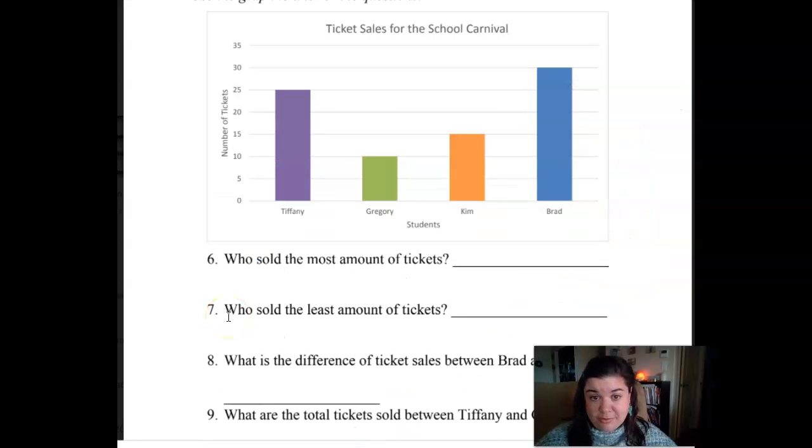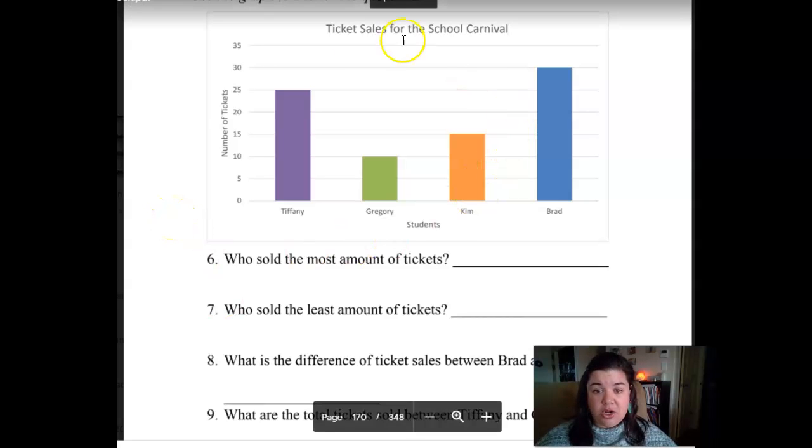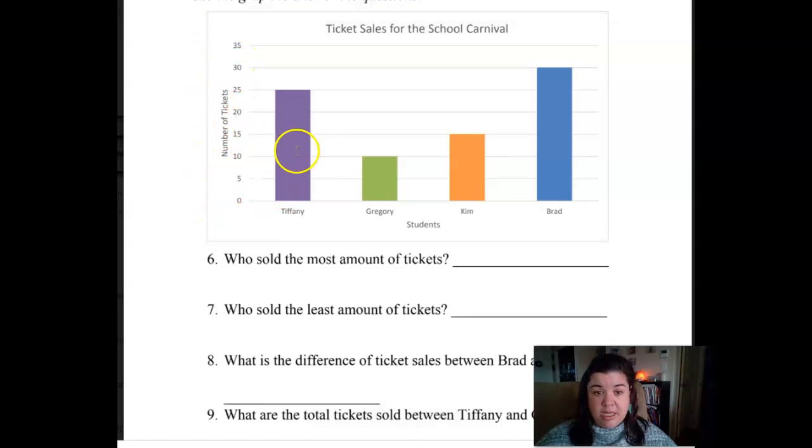Let's do a few more together. Make sure that you got this. All right, so look here. What's the title of our graph? Ticket sales for the school carnival. Okay, what are our numbers here? What do they represent? It says number of tickets. And what do our bars represent? It says students. So we have Tiffany, Gregory, Kim, and Brad. All right.